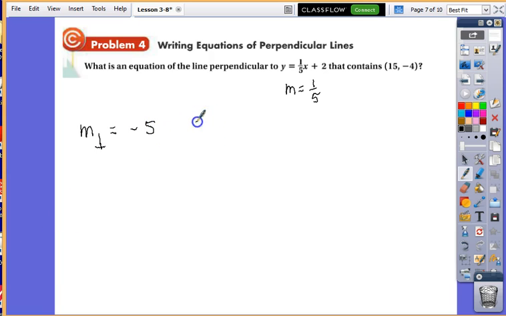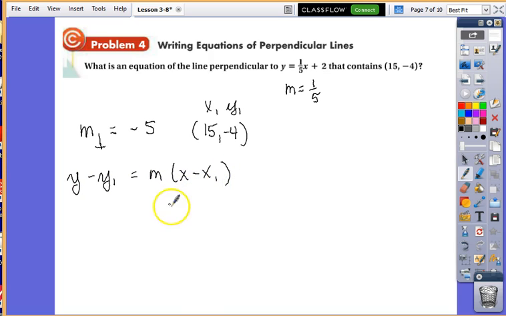And once again, I already have an x1, y1. So I can go back and I can write the point slope form. Y minus y1 is equal to m times x minus x1. I'm using this formula because I have a point and I have a slope. I plug in the values. So this would be y plus 4 is equal to negative 5 times x minus 15.